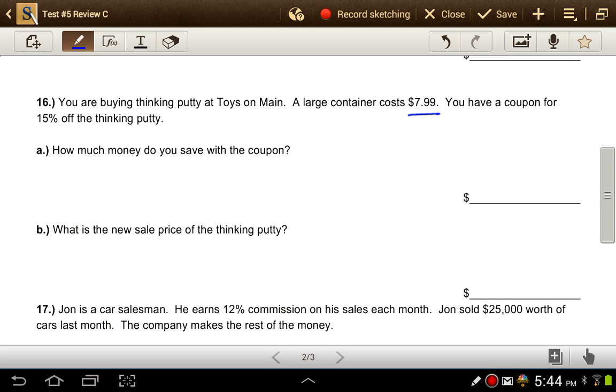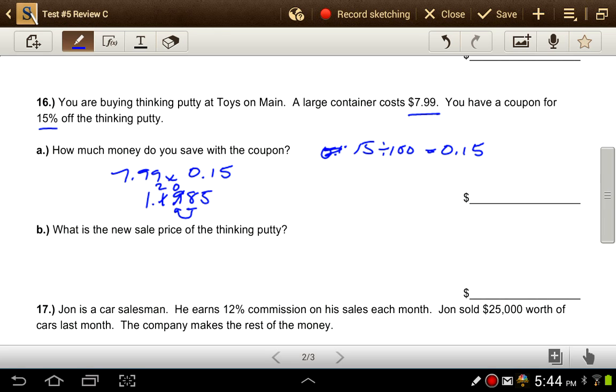I take the amount of money, multiply it by the percent. Remember, for my percent, I want to divide by 100, and that's going to give me 0.15. So I'm going to do 7.99 times 0.15. When I do that, I'm going to get 1.1985. The 8 makes the 9 go to 10, or 0, and carry the 1, so that means this is going to be 1.20, or $1.20 is what I'm going to save. Then I subtract 7.99 minus $1.20, and when I subtract those, I'm going to get $6.79 is my final price.